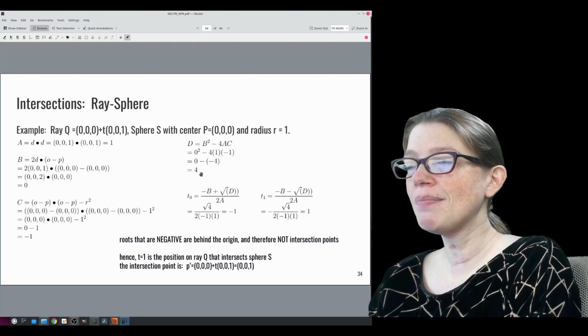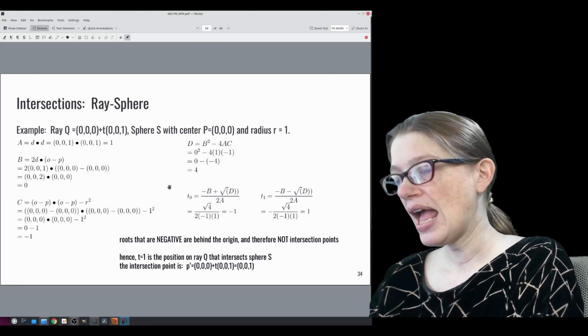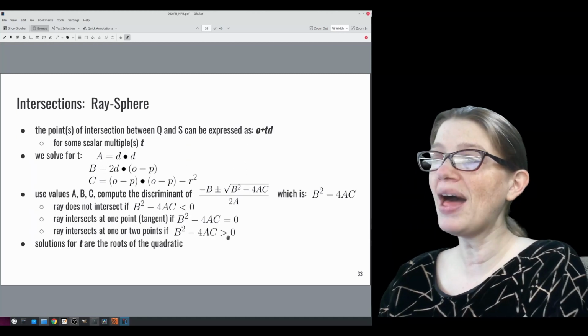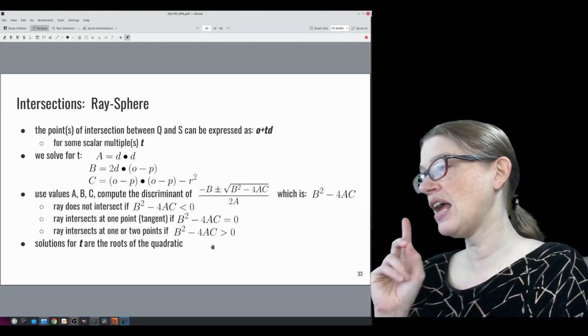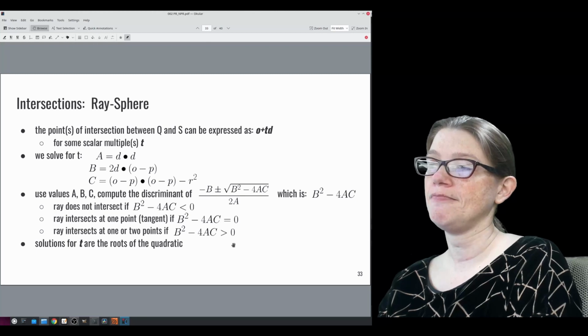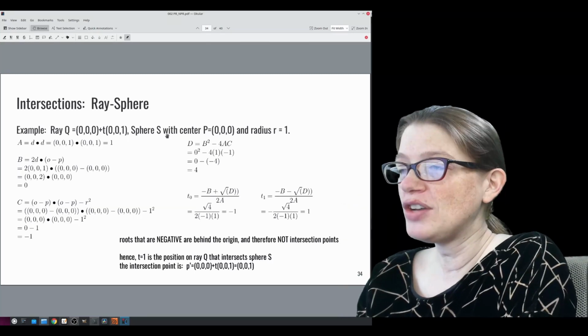Then we're going to compute d, which is the value of the discriminant. And we find that the discriminant is a positive value, which, if we go back to this table here, means that the ray intersects at either 1 or 2 points. Yay. That means we can solve the quadratic equation.